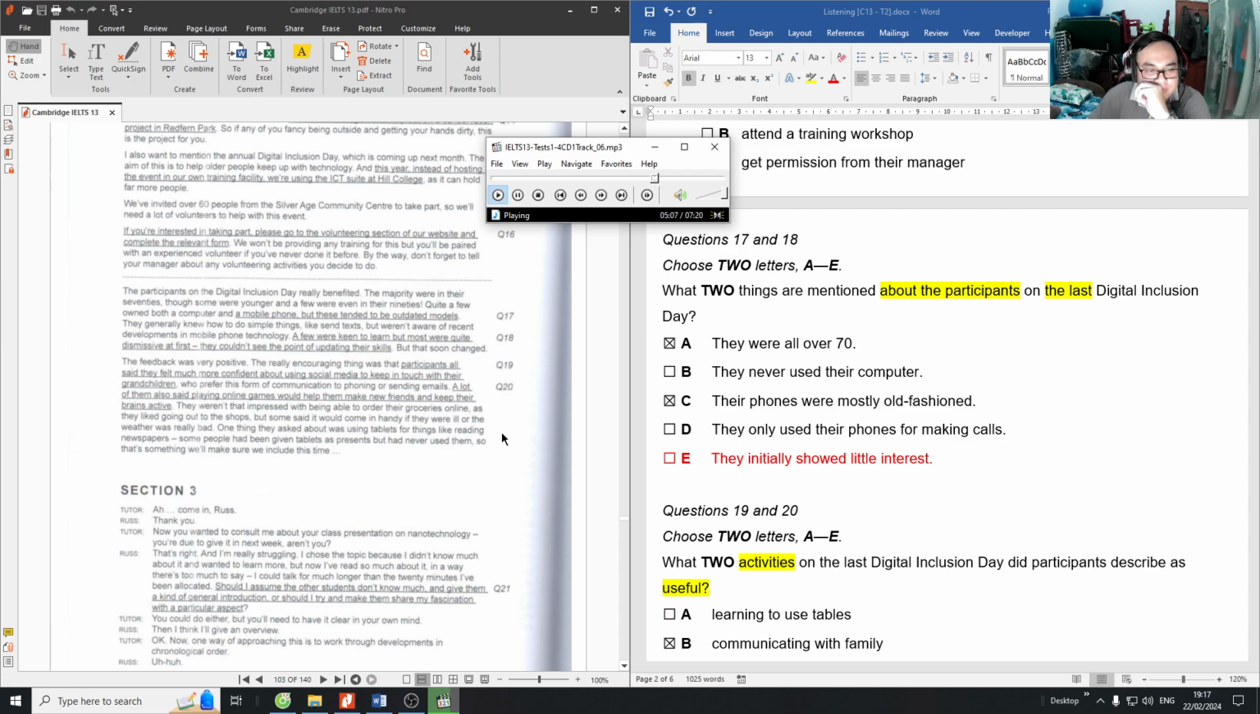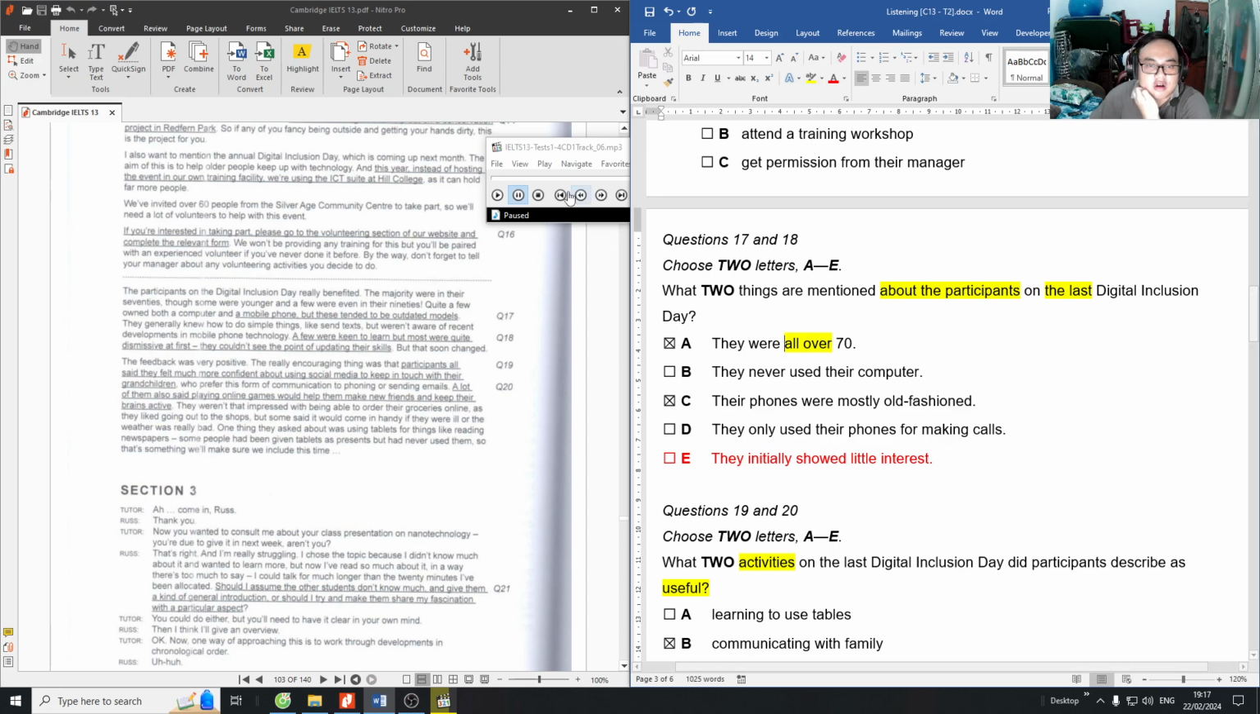The participants on the Digital Inclusion Day really benefited. The majority were in their 70s. They were all over. Oh my God, all over. That one is wrong. The majority means almost more than half. More than half of them. It's like 60% of the participants were in their 70s. Though some were younger, and even a few were in their 90s.